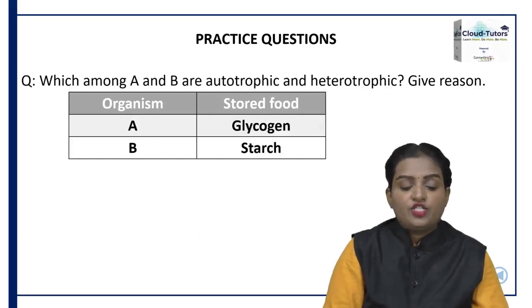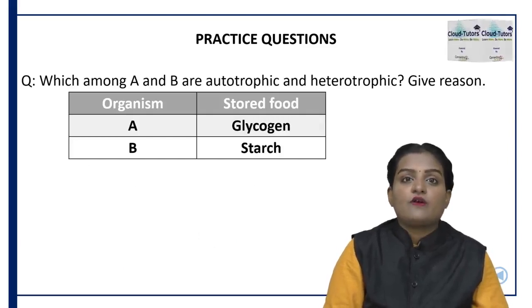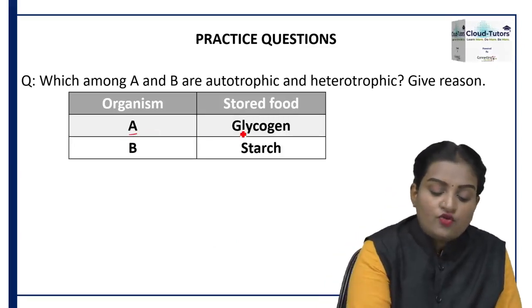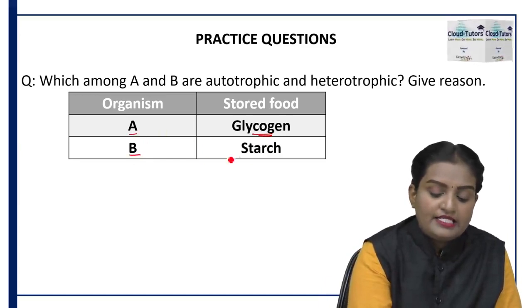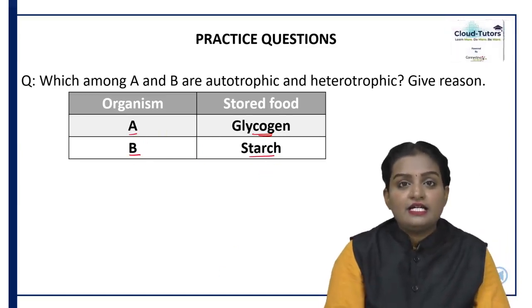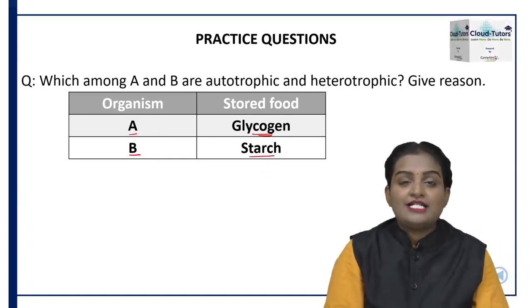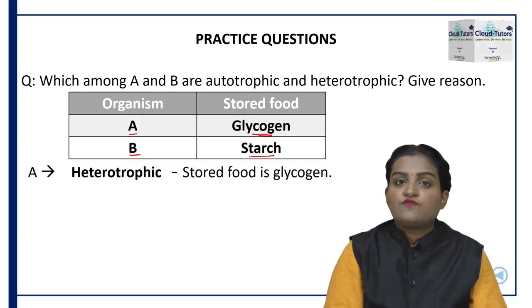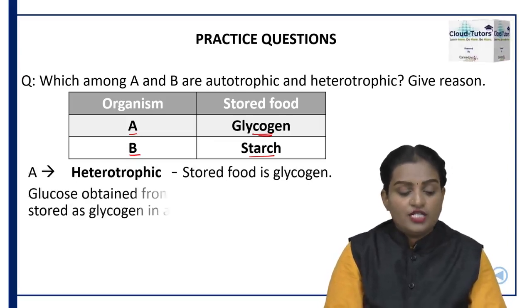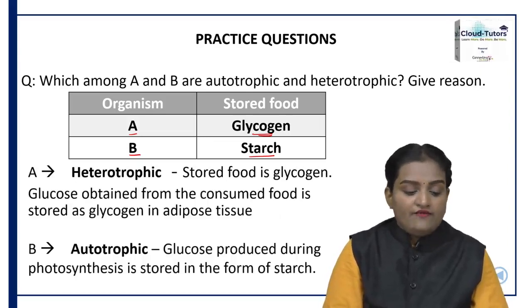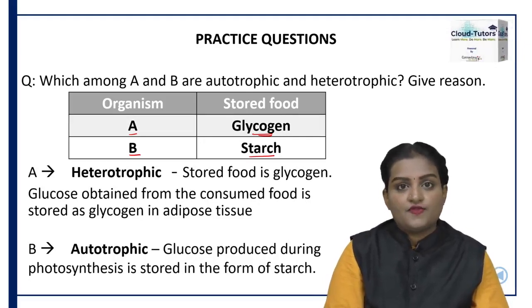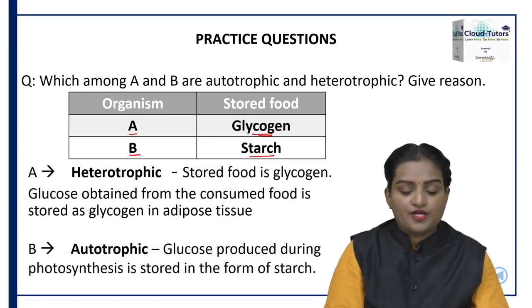Next question: which among A and B are autotrophic and heterotrophic? Give reason. So in A, stored food is glycogen, in B it is starch. As I discussed earlier, starch is stored in the plant body, and glycogen is the form in which we animals store food. So A is heterotrophic because food is stored in the form of glycogen, and B will be autotrophic, where glucose is produced during photosynthesis and stored as starch.